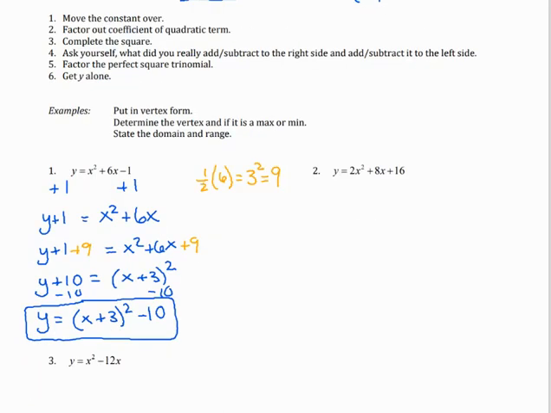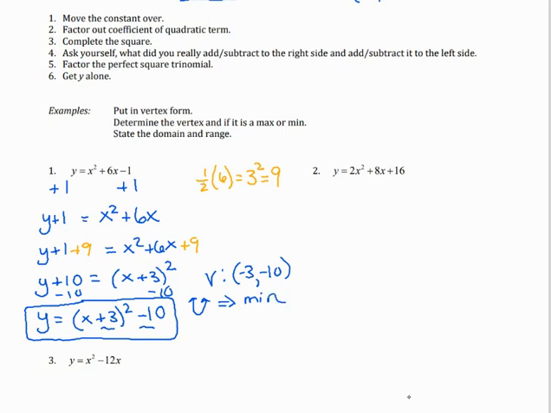That easily now tells us what my vertex is, right? So the question says, put in vertex form, determine the vertex. So our vertex is (h, k), which is these two values. Remember, I used the opposite. So (-3, -10) is my vertex. My a value is positive, so that means the graph opens up. I'll have a parabola opening up, so that means I will have a minimum.